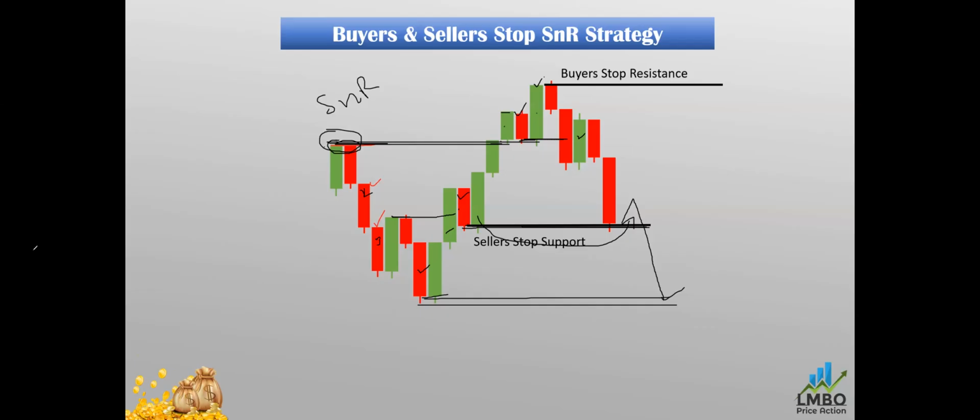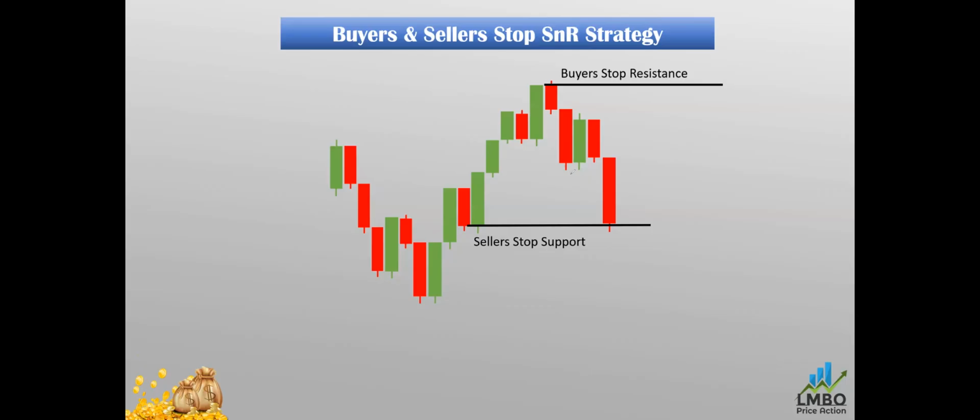Okay, let's understand this point right now. Now this seller's stop support is very strong. After that we found the buyers entered because of this support. Can we go with this buy pattern? This is a pattern, because we traded this buy because of this reversal strategy. But can I trade this pattern? This is a piercing line. Can I go with a buy again?